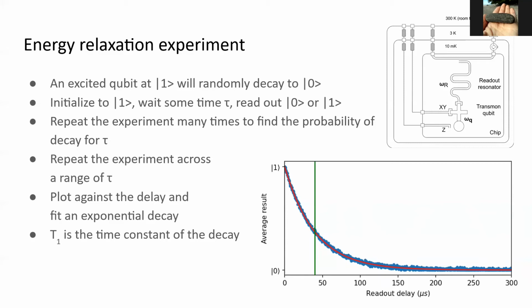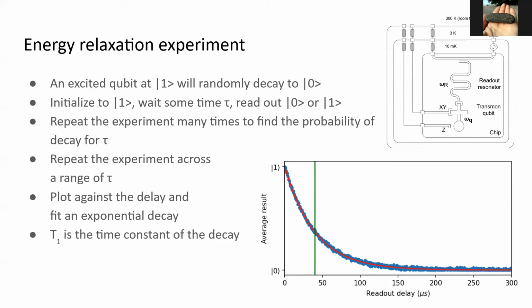In the next experiment, we need to begin quantifying the decoherence of the qubit. When we excite a qubit to the 1 state, it will randomly decay to the 0 state. So to measure this effect, we initialize to a 1 state, and then we wait some time tau, and then we read out the qubit state. Again, we get either a 0 or a 1, so we repeat that many times to get an average.